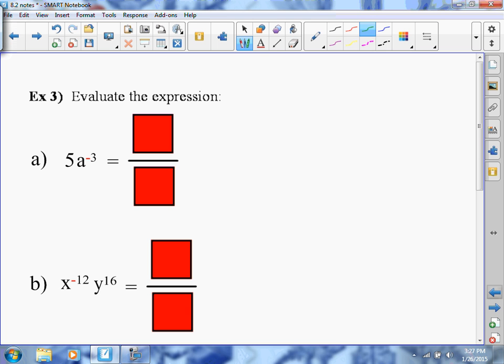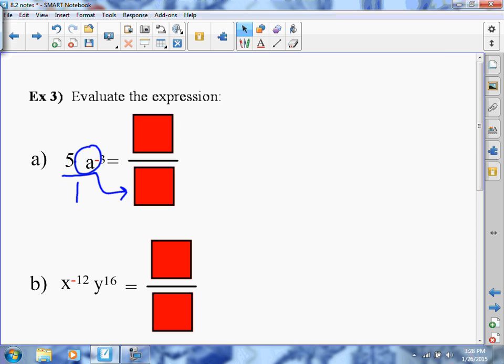Okay, so example 3 has 4 parts to it, A, B, C, and D. And I brought back the little red boxes again because only parts of these expressions are going to get moved. For part A here, we have 5 times a to the negative 3, and this is all over 1. If you want to think of it that way as being all over 1, you can. And again, I'm only going to move the part that has a negative exponent. So the part that has the negative exponent is just the a to the negative 3, just that part right there. So that's what's going to get moved down to my denominator.